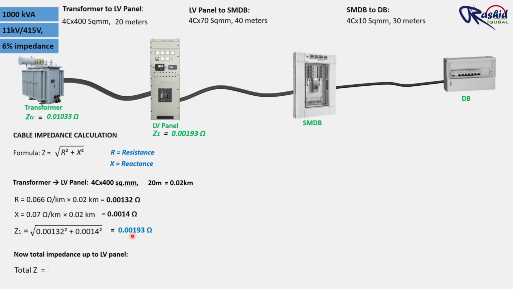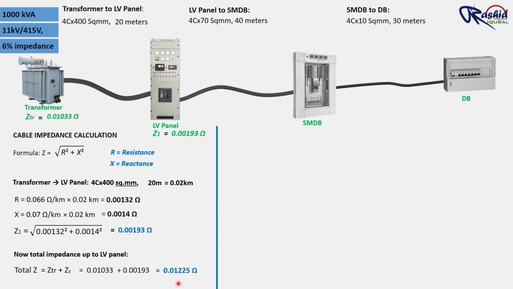So the total impedance from the transformer up to LV panel becomes total Z equal to Z_TR, this is for transformer impedance, plus Z1. I consider Z1 for cable impedance from transformer to this LV panel. So let me substitute these values: 0.01033 plus 0.00193 equal to 0.01225 ohm. This is the total impedance from transformer to LV panel, including transformer and cable.